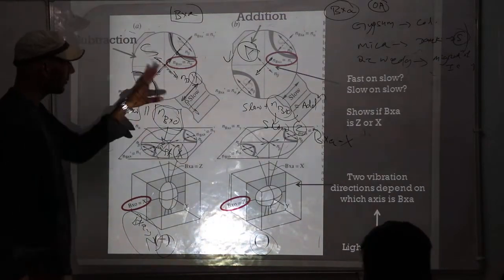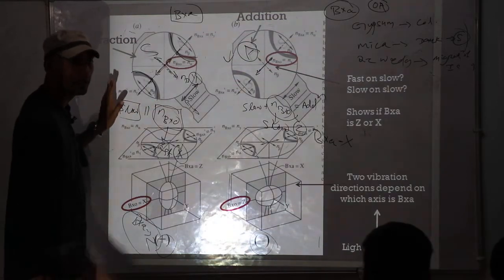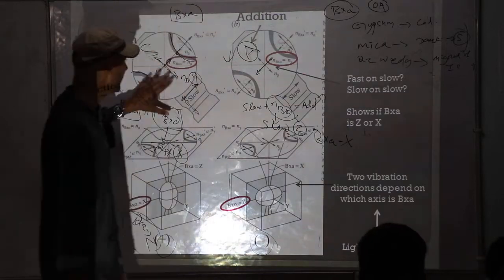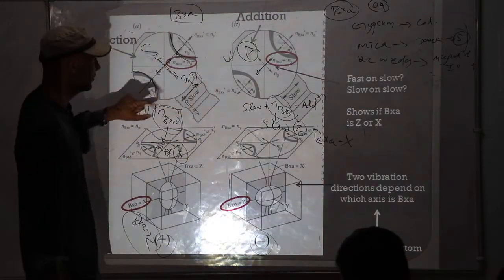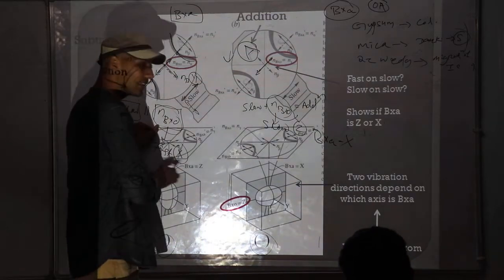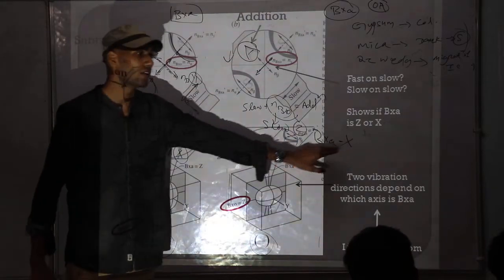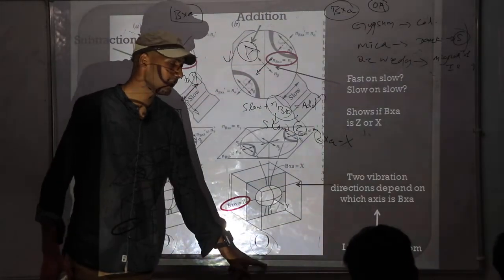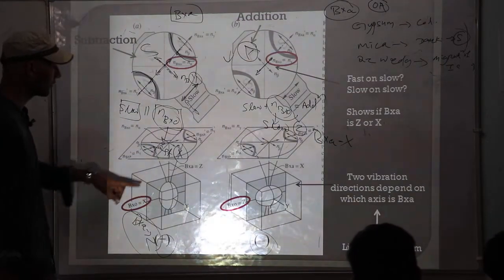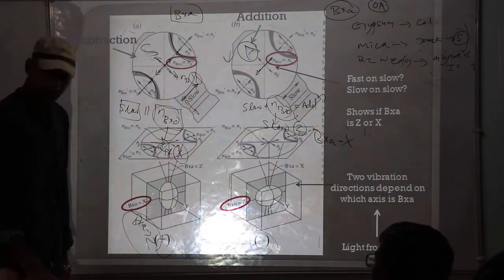Got that? You have to find out n BXO, whether that is slow or fast. You can use subtraction or addition, and then you know that slow is parallel to BXO. So you have to find out whether BXO is fast, that is X, or slow, that is Z. If BXO is slow, BXA will be fast, that is X, meaning the mineral is negative. If BXO is fast, BXA is slow, that means acute is slow, meaning the mineral is positive. Got that?